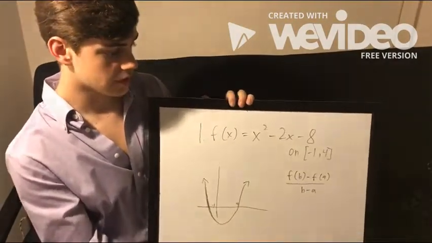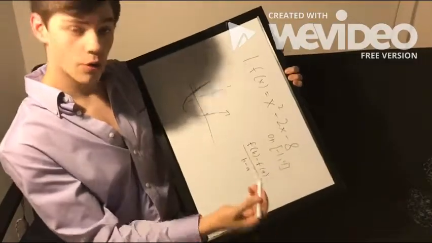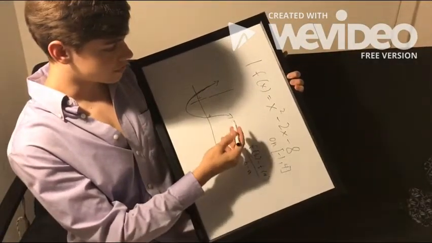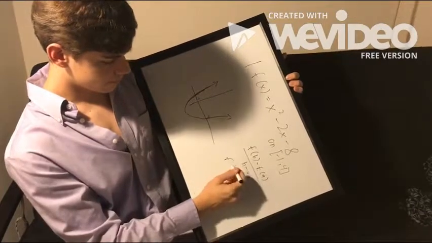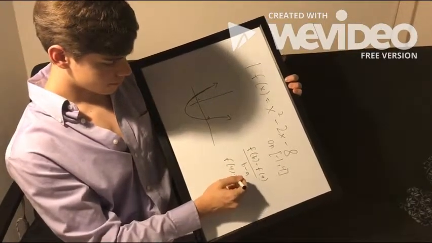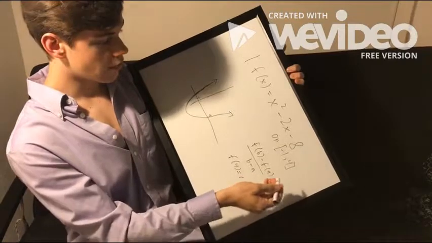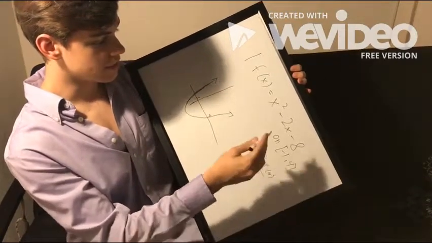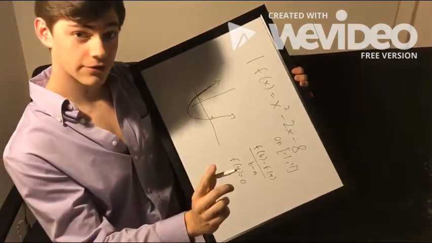So in doing that, we can find f of b, or f of 4, is going to be 0. And f of a, or f of negative 1, is going to be negative 5.